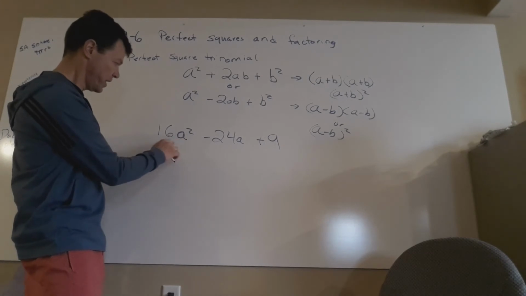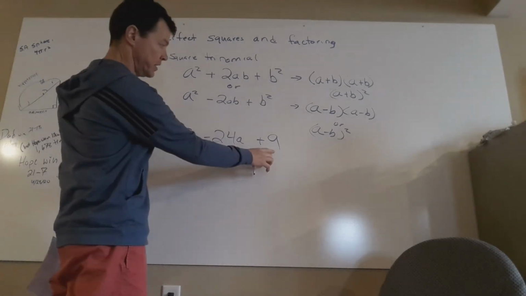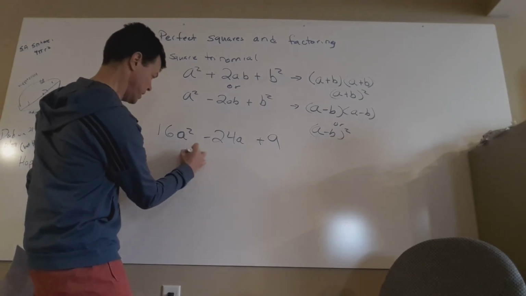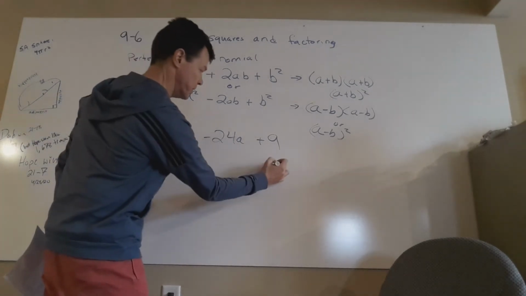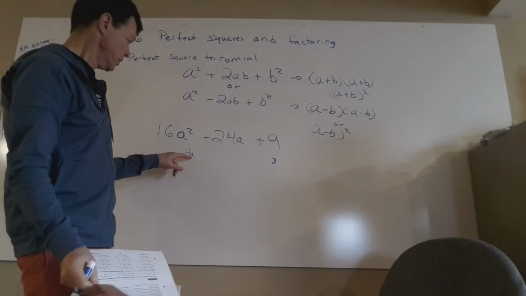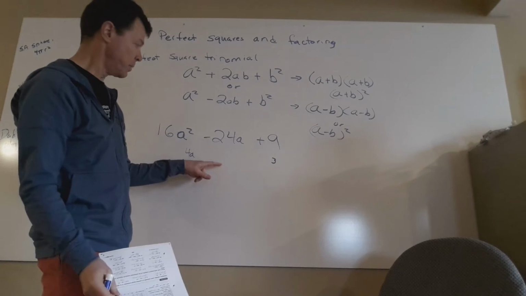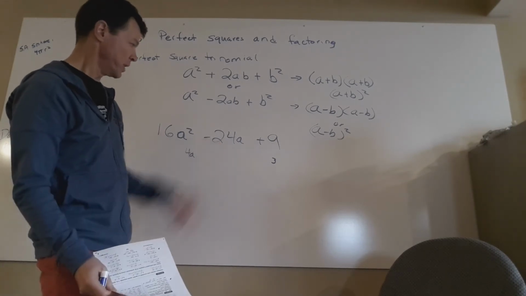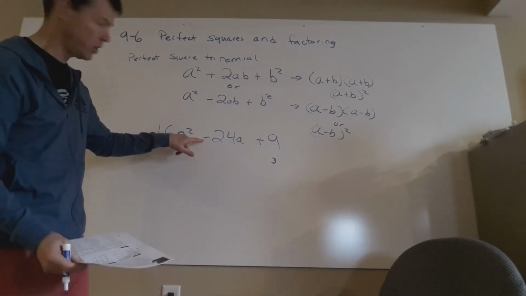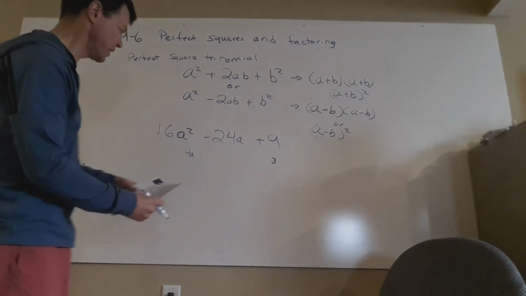16a squared, the square root of that is just going to be 4a, right? 9, the square root of 9 is just going to be 3. So here I'm just going to make a little notation. You got 4a, and the square root of 9 is just going to be 3. All right, 4a times 3 is 12. Multiply that by 2, or just double it, and that's 24a. So yes, this is a perfect square trinomial and it can be factored because the first term is positive, the second term is negative, and the last term is positive, and it needs to follow that same exact format.